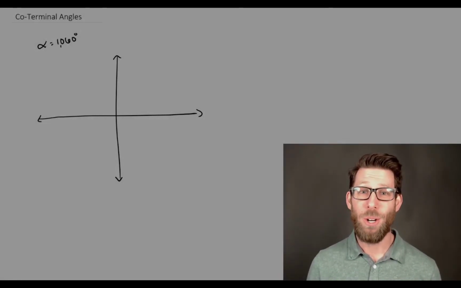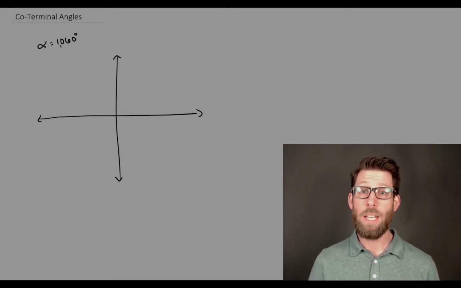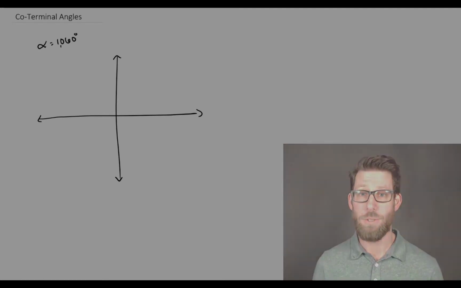Because angles are circular in nature, we can end up with some inefficient directions. And that's how I like to think of coterminal angles. So let's see how we can turn an inefficient angle into a more efficient set of directions.